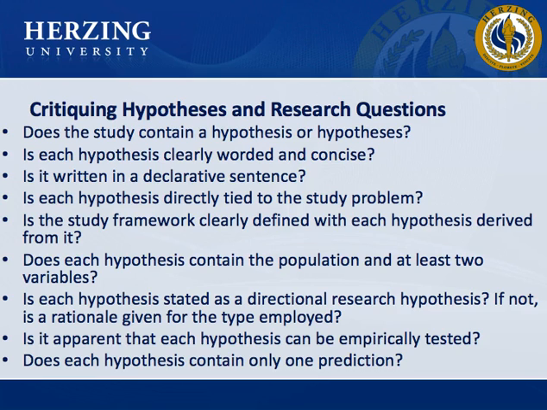Is it written in declarative sentence? Is each hypothesis directly tied to the study problem? Is the study framework clearly defined with each hypothesis derived from it? Does each hypothesis contain the population and at least two variables? Is each hypothesis stated as a directional research hypothesis? If not, is a rationale given for the type employed? Is it apparent that each hypothesis can be empirically tested? Does each hypothesis contain only one prediction?